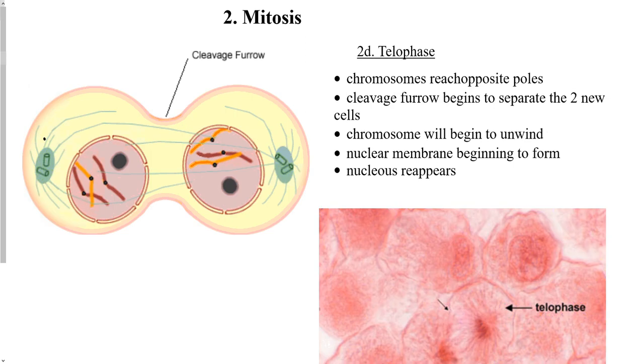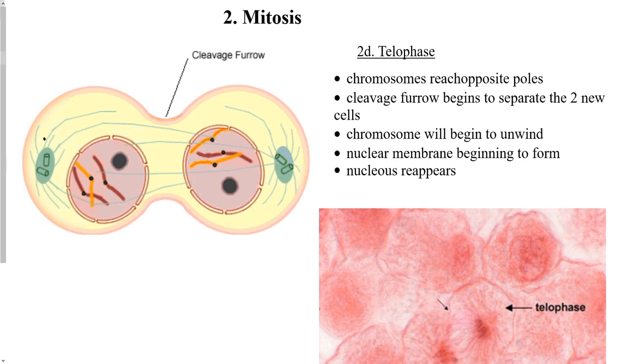Okay, so in telophase, the chromosomes reach the opposite poles. Okay, now the cleavage furrow begins to separate the two new cells. Okay, so that cleavage furrow is like a dent, kind of starting to pinch off the new cells. Okay, the chromosomes begin to unwind, so they won't be as pronounced. The nuclear membrane begins to form again, and the nucleolus reappears. Okay, so the whole nucleus starts to come back.